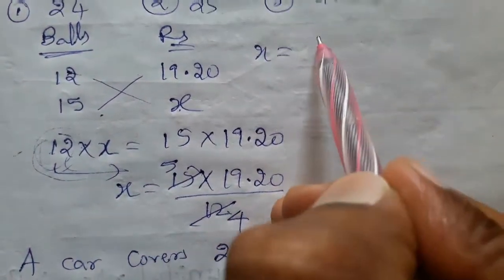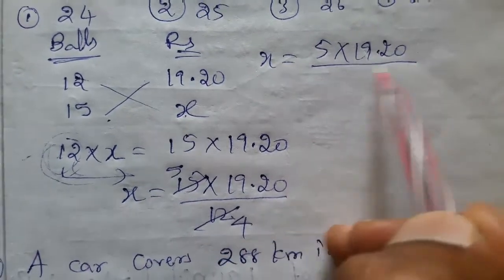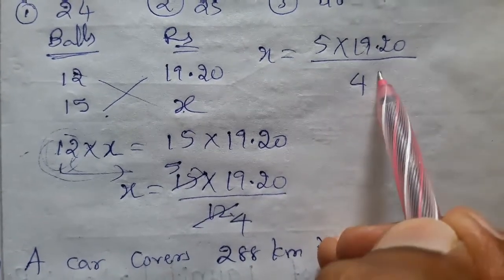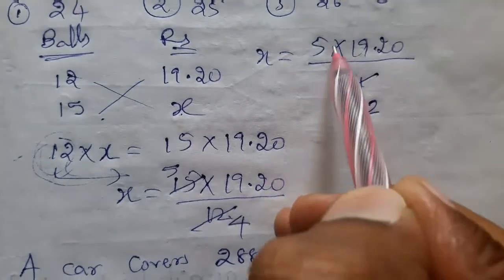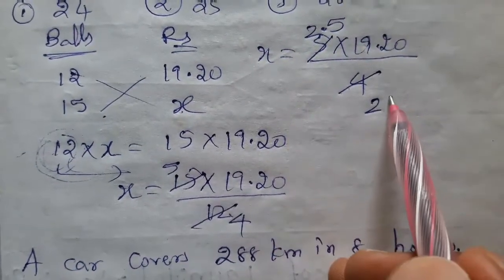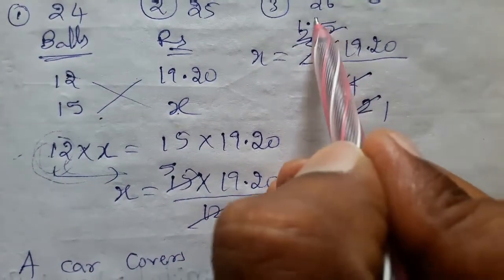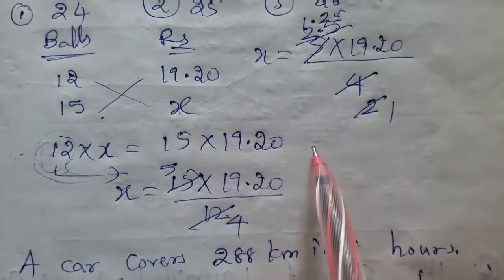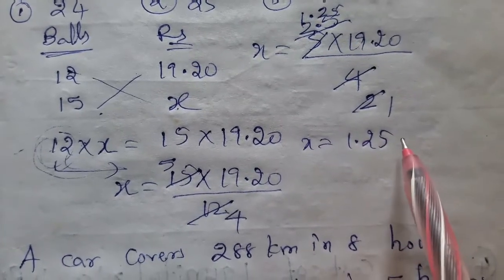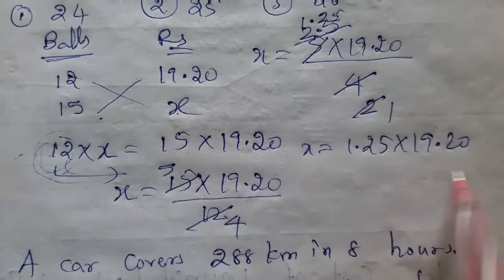Now x equals 5 into 19.20 by 4. Now cancel: in the table of 2, 2 2s are 4, 2 5s are 10. Once again cancel: 2 1s are 2, 2 2s are 4, 2 5s are 10. Now x becomes 1.25 into 19.20. Multiply these two.